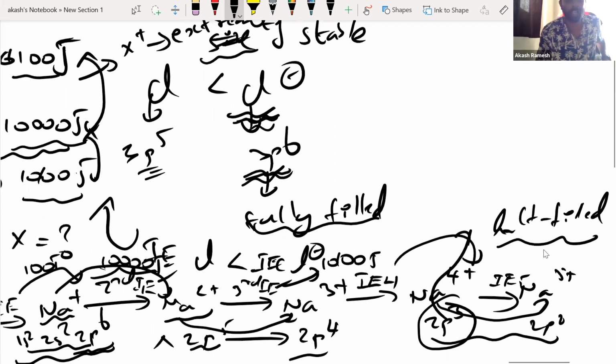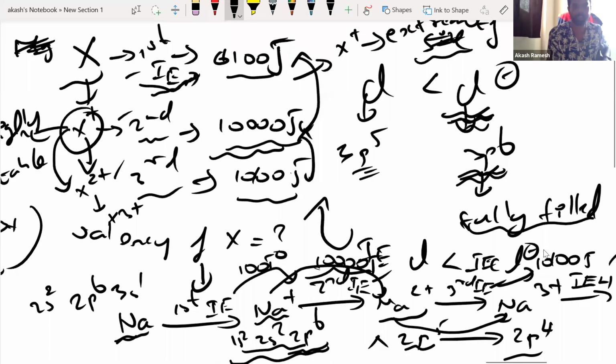Okay, so answer, I think everybody got the answer here. The valency of X is 1. 1 is the answer to this question, because first you remove one electron. Removing first electron is very, very easy, right? 3s1. Removing electron is very easy. So that's only 100 joules, right?